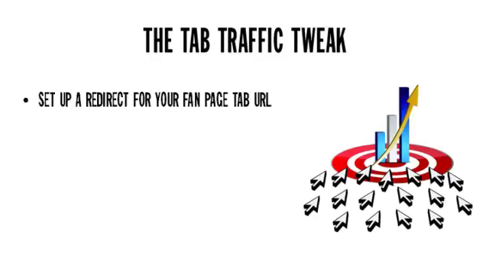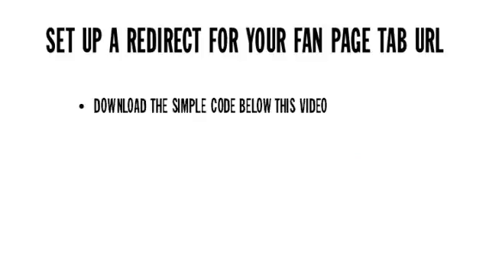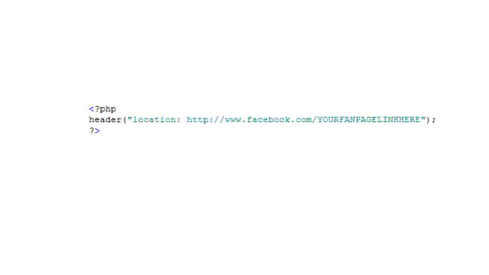First off, you need to set up a redirect for your fan page tab URL. So here's how you do that. First off, download the simple code below this video and open it up in a text editor. And you'll see it looks something like this. Now this is just a little bit of code that when you upload it to your website and people go to the page that this code is put on, it's going to forward them from that page on your website to your fan page tab, i.e. to the opt-in page that you have on your tab.